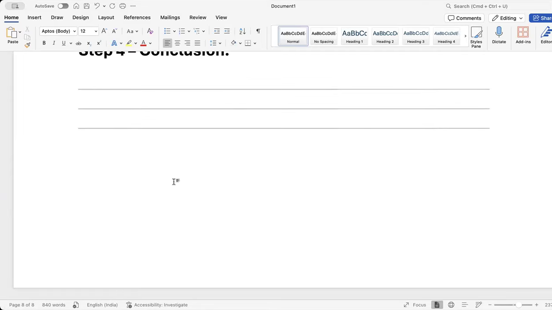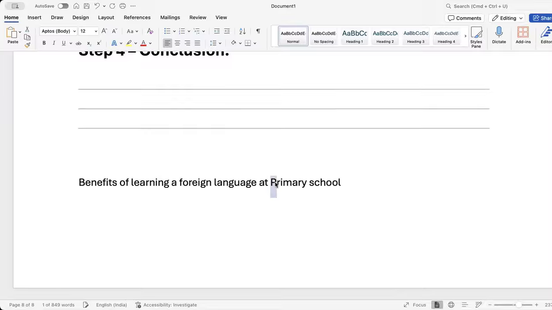So anyone, first tell me benefits. Now we are talking about the benefits of learning a foreign language at primary school. So anyone? They have become more fluent in some languages. Why? Why don't they become that fluent when they learn it at secondary school? Because it becomes more experience for them. Yeah, that's right.